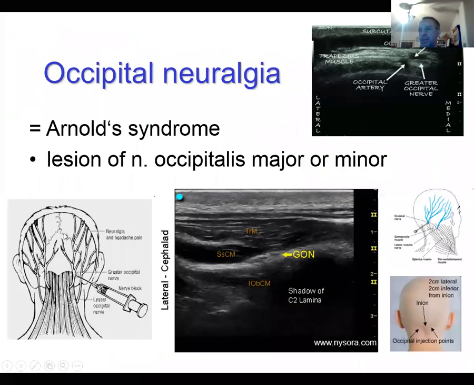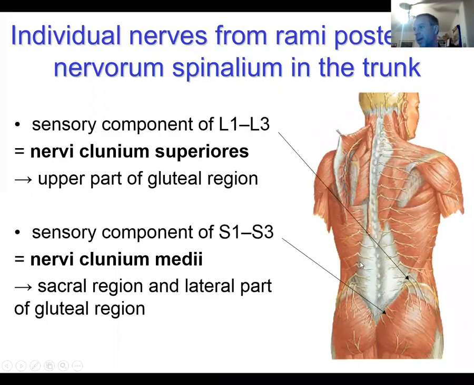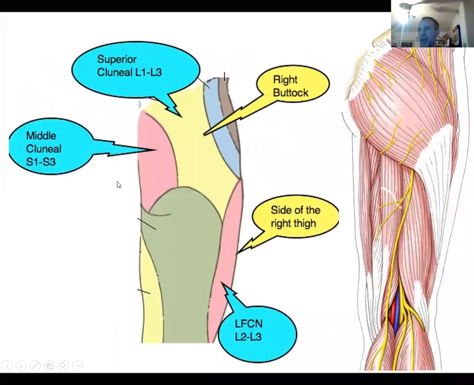And then another areas are here in the area of gluteal region. The gluteal region, if you look here, are supplied by three cluneal nerves. And we can see that the inferior part is supplied by inferior cluneal nerves, and they are branching from the posterior cutaneous nerve of the thigh, or posterior cutaneous femoral nerve.